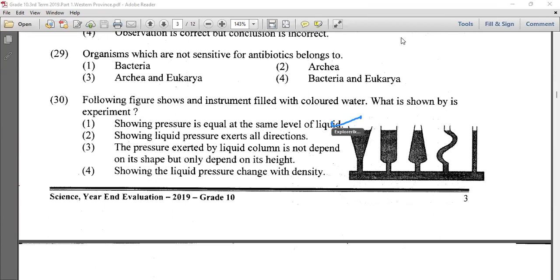Showing liquid pressure exists in all directions. No, that's not true. We did experiments, we wrote facts, and we discussed for what purpose each experiment was done. We did many experiments in this lesson, and we named each one for what purpose we did it, right? Pressure exerted by a liquid column does not depend on the shape but only on its height. That is the exact thing. Showing the liquid pressure changes with density. That's obvious, but it is not concluded here. So the most appropriate answer here is the third one.